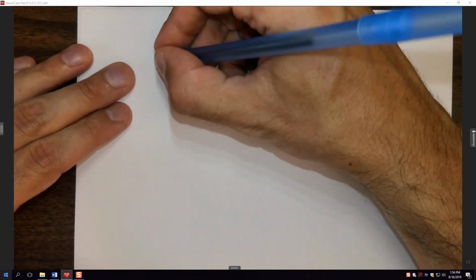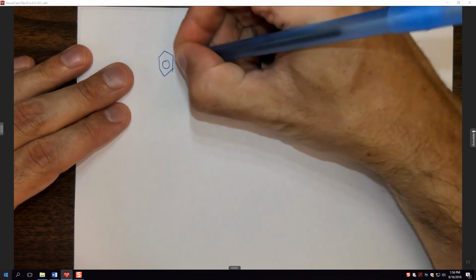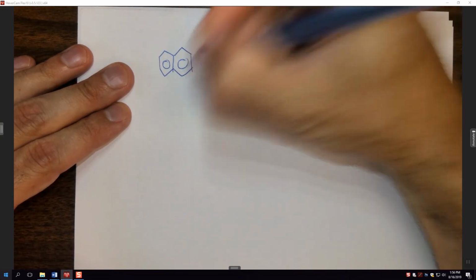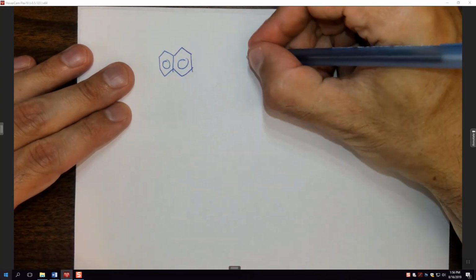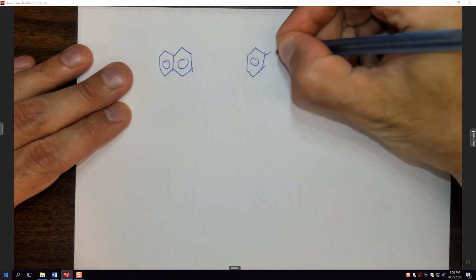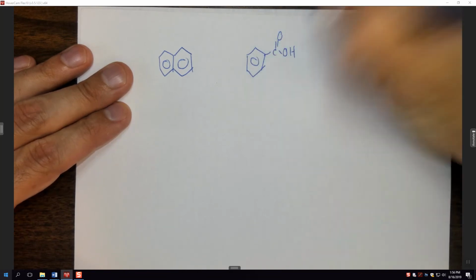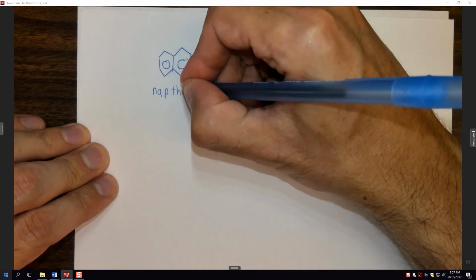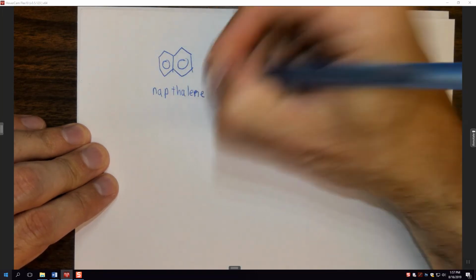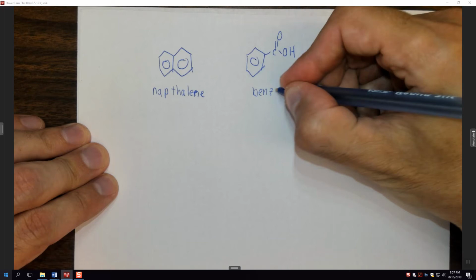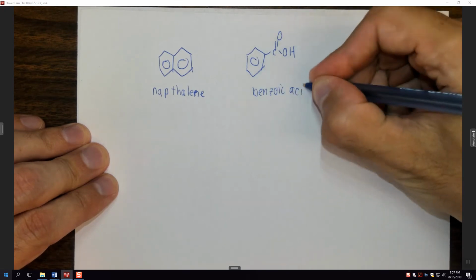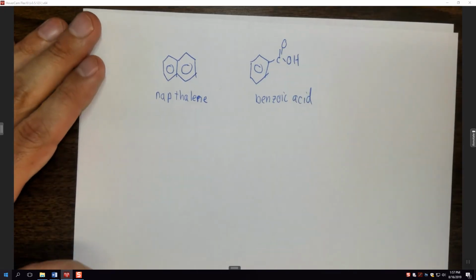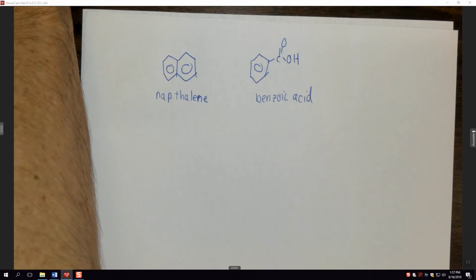Let's take an example. Okay, let's take an example of a compound like naphthalene. This is naphthalene. And let's take another example of a compound like benzoic acid. So this is naphthalene. And this is benzoic acid. Okay, so these are the two different analytes in this example.